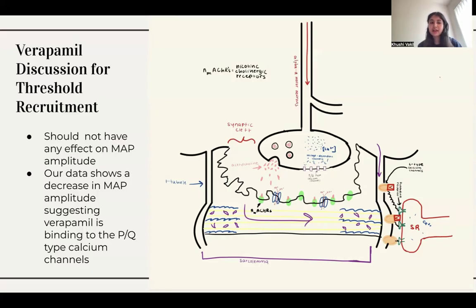However, our data shows that verapamil is lowering the amplitude of the MAP. Previous research has shown that verapamil has the potential to bind to P/Q-type channels, which explains the decrease in amplitude. If verapamil binds to these P/Q channels, then this causes there to be less acetylcholine release. Less acetylcholine release means that not all the muscle fibers will be able to reach threshold and initiate an action potential. This causes there to be a decrease in the MAP amplitude.